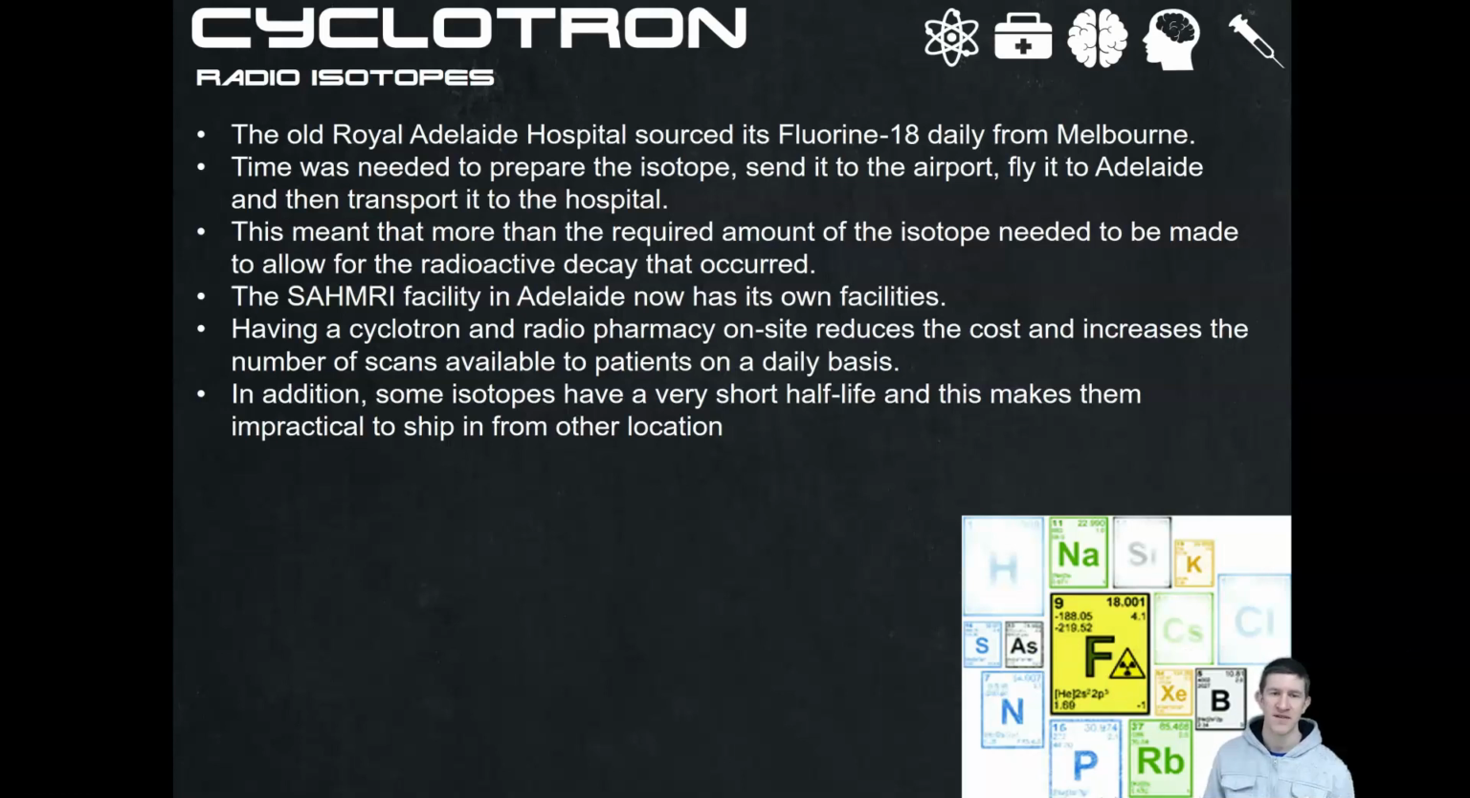However, the new SAHMRI facility, the South Australian Health and Medical Research Institute, that was built next door to the Royal Adelaide Hospital in Adelaide, now has its own in-house facilities. So we now have a cyclotron and a radiopharmacy on site, which reduces the costs of this stuff and increases the number of scans that we can actually do on a daily basis, given that we make it in the same building that we test it.